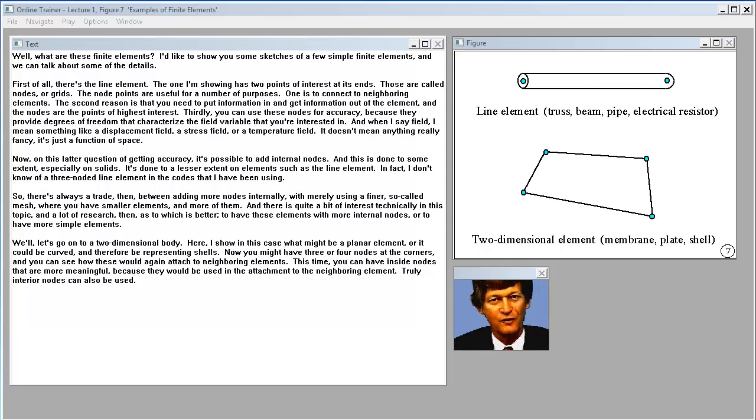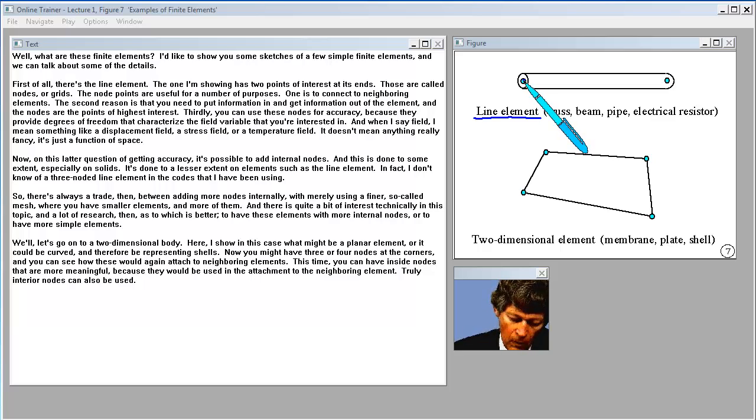Well, what are these finite elements? I'd like to show you some sketches of a few simple finite elements, and we can talk about some of the details. First of all, there's the line element. The one I'm showing has 2 points of interest at its ends. Those are called nodes or grids.